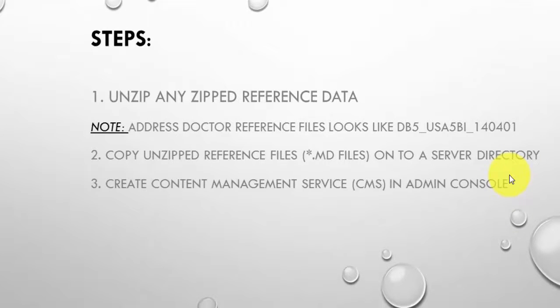Here are the steps to do this setup. First, once you receive the reference data from the Informatica shipping department, unzip those zipped reference files. Copy the unzipped reference files onto a server directory. Then you need to go to the admin console and create the Content Management Service. We will quickly be seeing these steps in the admin console itself.